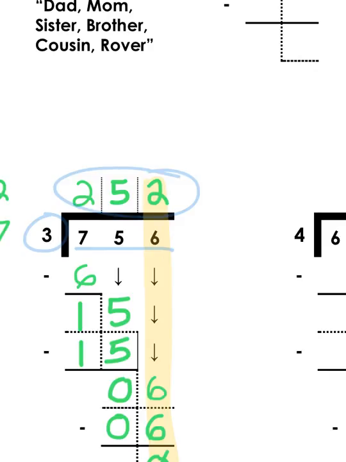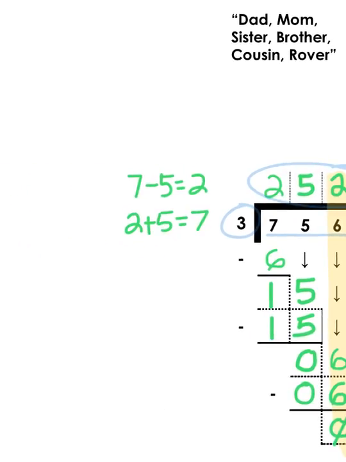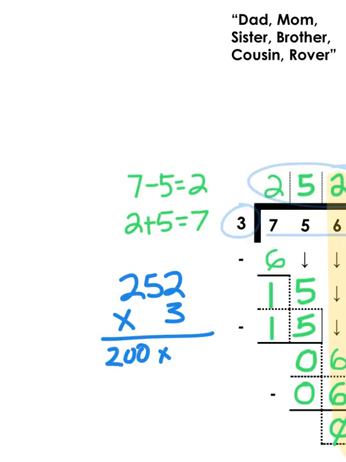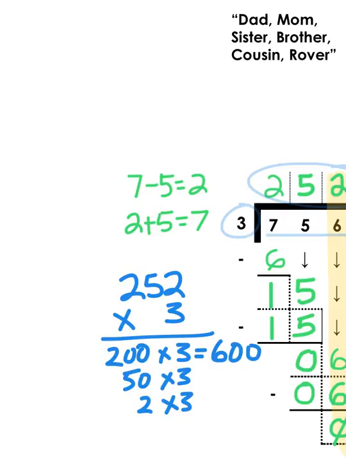So let's just do this right here in the margins. I'll use the partial products method, 252 times 3. So that means I'm going to multiply 200 times 3. I'm going to multiply 50 times 3. And then I'm going to multiply 2 times 3. 200 times 3, of course, is 600, or 2 with 2 zeros, times 3 is going to give me 6 with 2 zeros. 5 with a 0 times 3 is going to give me 15 with 1 zero, otherwise known as 150. And of course, 2 times 3 is 6.